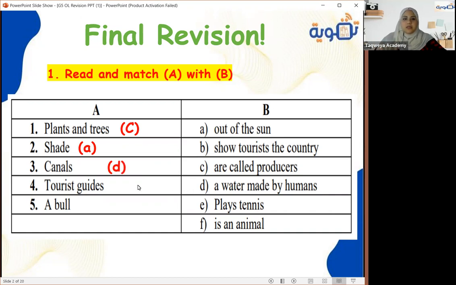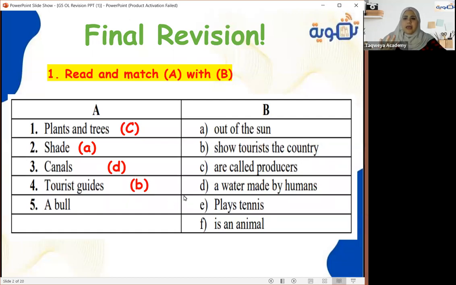Number 4, tourist guides. Who are the tourist guides? Or what do they do? Still, you need the verb. Okay, if you look, you will see number B, show tourists the country.